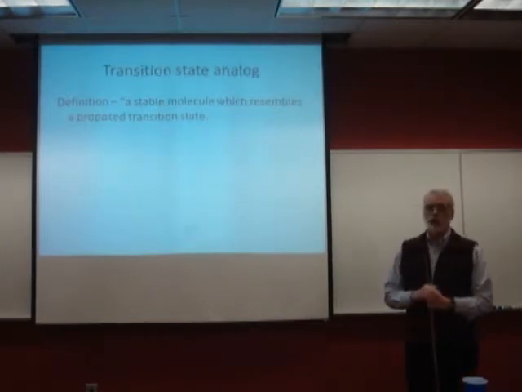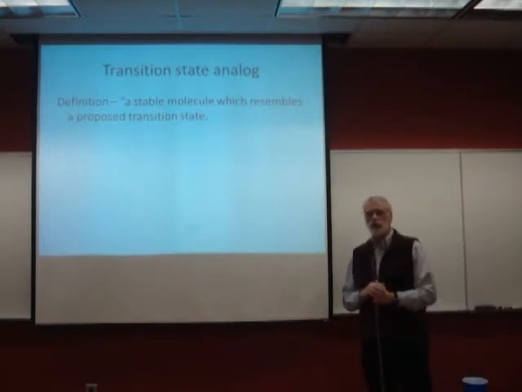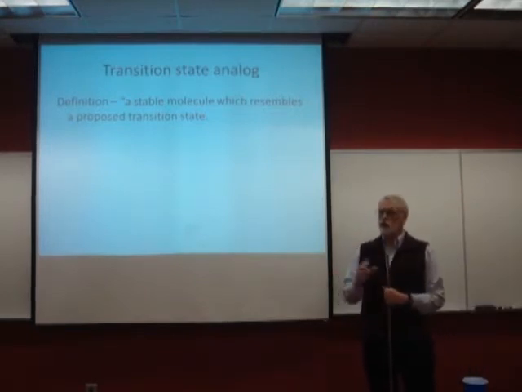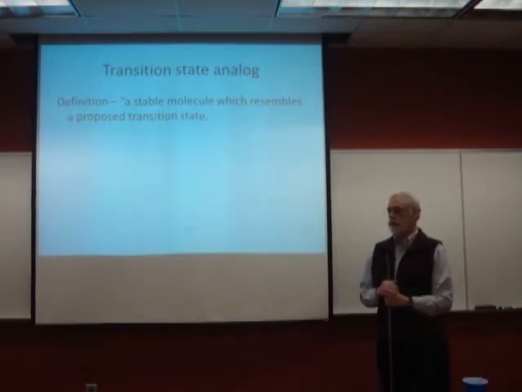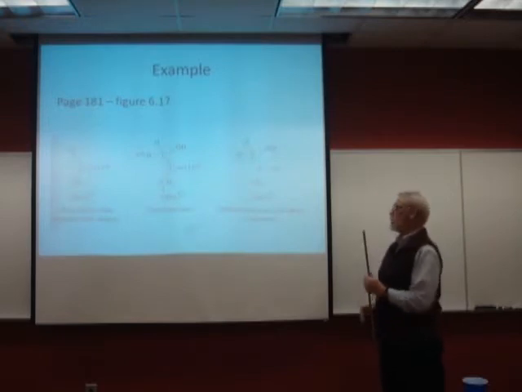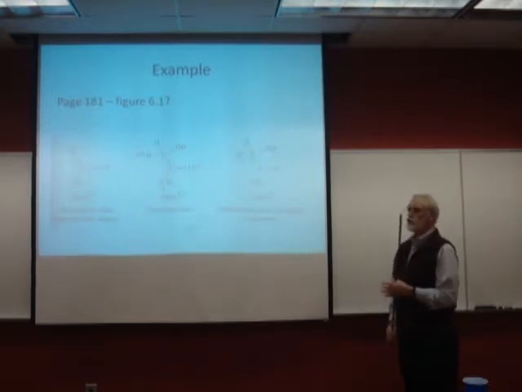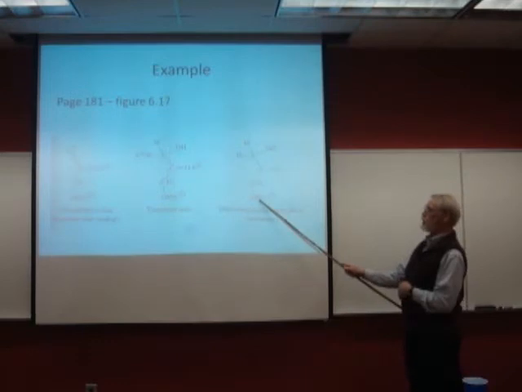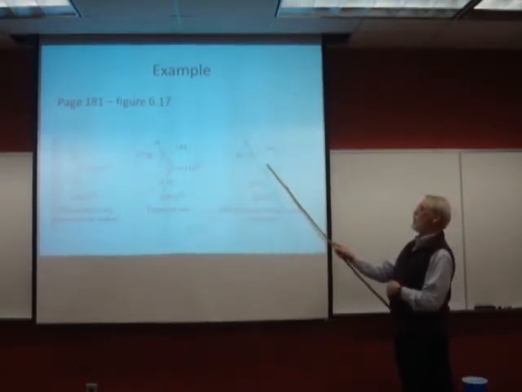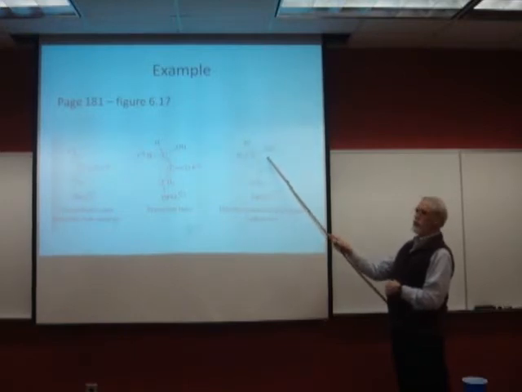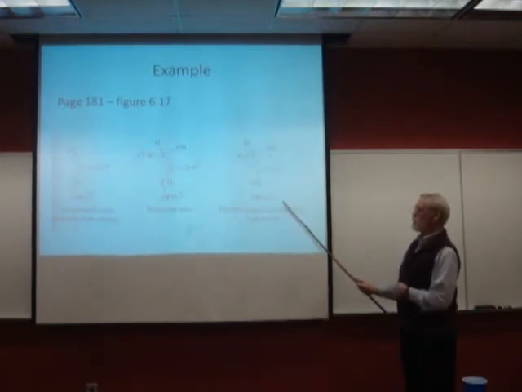The other thing we need to talk about is the transition state analog. This is a stable model, not reactive, which resembles a transition state. So let's take a look at an example of this. Alright, so now what we have is the substrate over here. And what's the critical thing? We've got a phosphate group, methylene group, carbonyl oxygen, and we have an R group sitting out here.